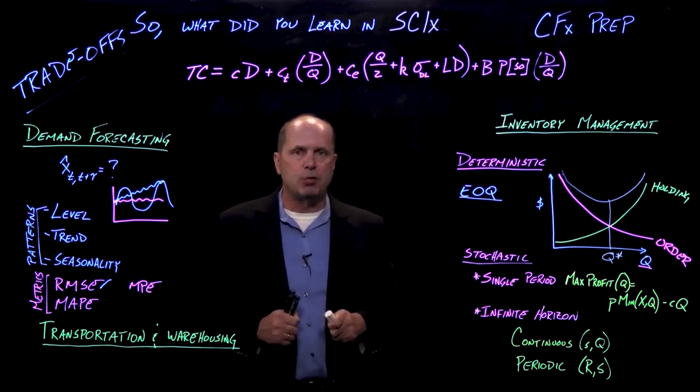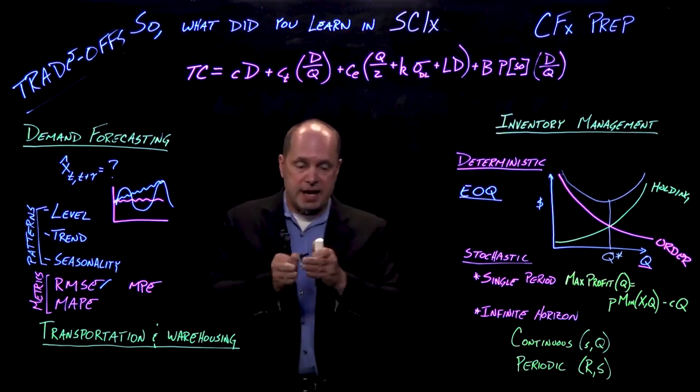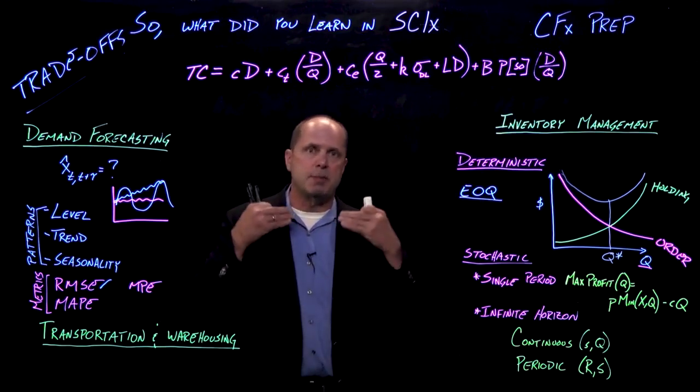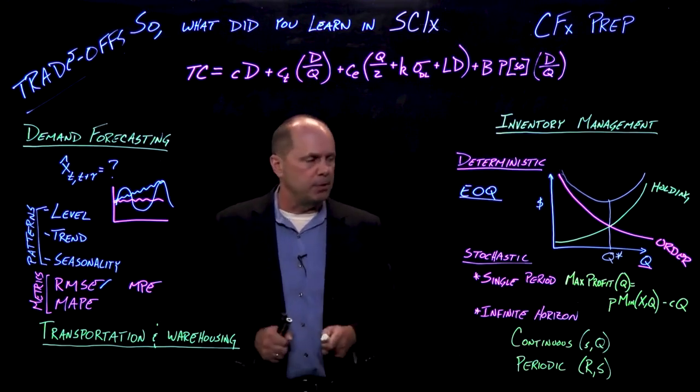The first is a single period. Am I only planning to sell Christmas trees, and I have a month, and at the end of that period I've got to get rid of them? Fashion items. So these whole things about the newsvendor problem, that's a single period horizon problem.